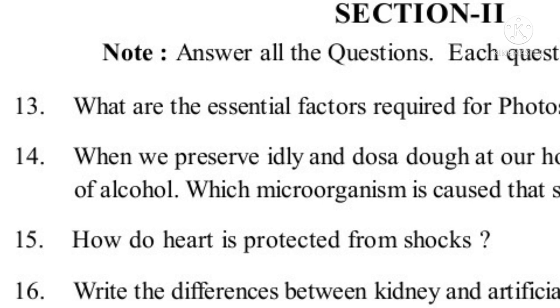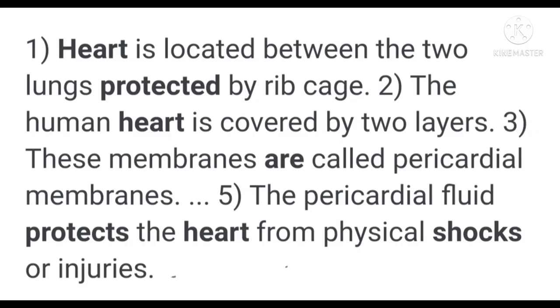For this question, we have to write the answer. The heart is located between two lungs, protected by the rib cage. The human heart is covered by two layers. These membranes are called pericardial membranes. In between the pericardial membranes, the pericardial fluid is flowing. This protects the heart from shocks, jerks and injuries.